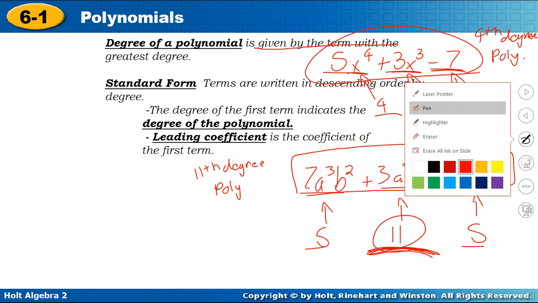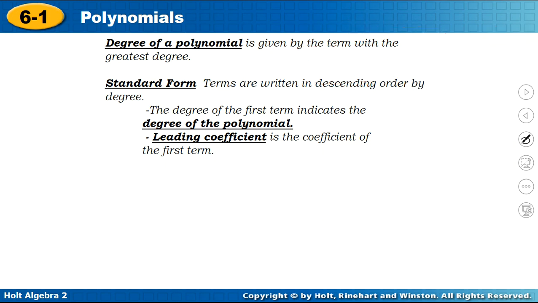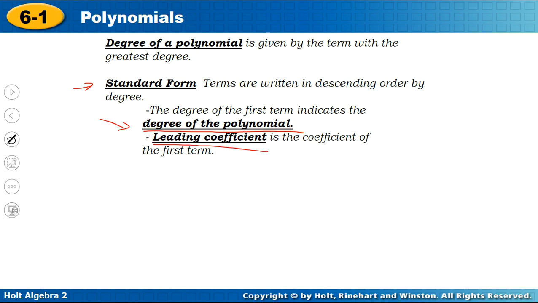So let's talk about what some of this other stuff says. Standard form, terms written in descending order by degree. The degree of the first term is the degree of the polynomial, and the leading coefficient is the coefficient of the first term. So in standard form, it's basically an easier way to identify these things. We can still identify the degree of the polynomial and the leading coefficient, even if it's not in standard form. But having it in standard form makes it really easy to figure out what the degree of the polynomial is and what the leading coefficient is.